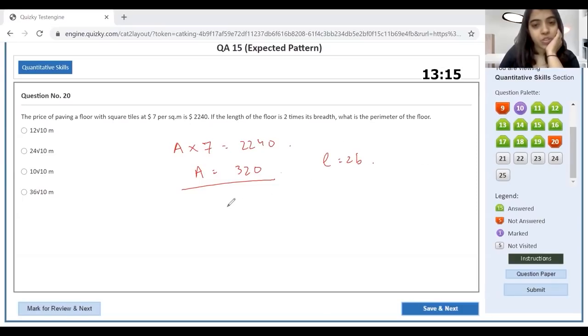So what is the perimeter? So we have L into B, which is equal to 320, is equal to L into 2b. L is 2b into B. 4b square. B square is what? 480. B is what? Root of 80. 16 5s is 80, right?